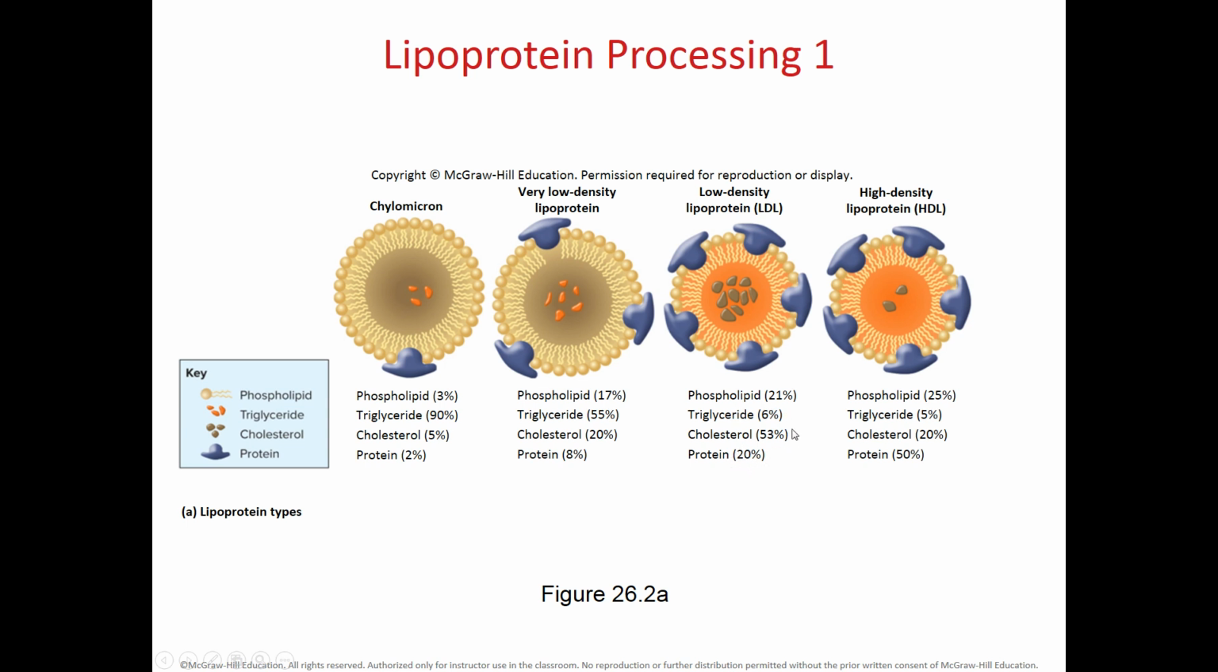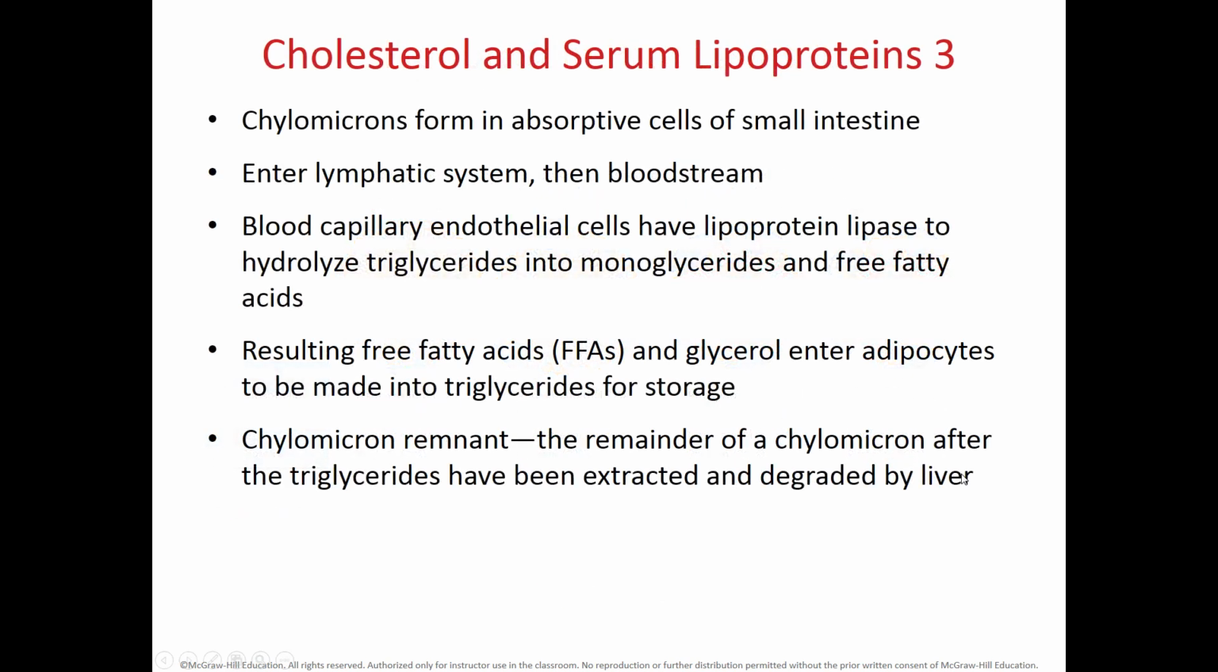So this LDL is bad cholesterol. It has a lot of cholesterol in it, and this can clog our arteries. Now the good cholesterol is the HDL. It has 50% of protein, 20% of cholesterol, 5% of triglycerides, and 25% of phospholipids.